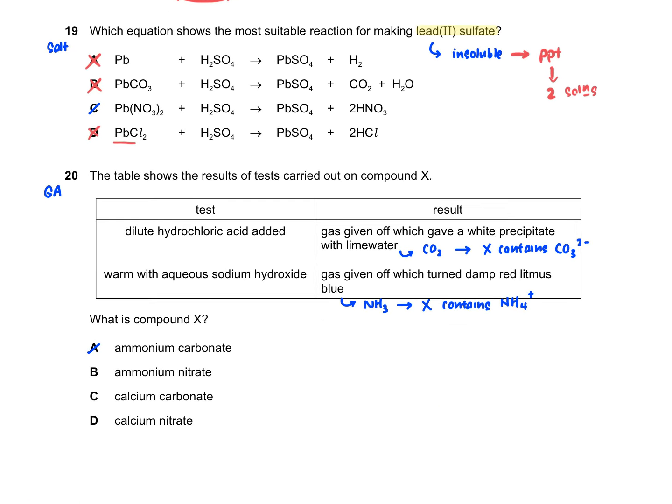For question 20, this is a qualitative analysis question. You are given two tests with the results. It's quite obvious that when you test with hydrochloric acid, the gas given is carbon dioxide, so X contains a carbonate, or X is a carbonate. And then when you warm with aqueous sodium hydroxide, this is a test for your ammonium ions. And then since ammonia is produced, it means that X contains your ammonium ion as well. So X would therefore be ammonium carbonate.